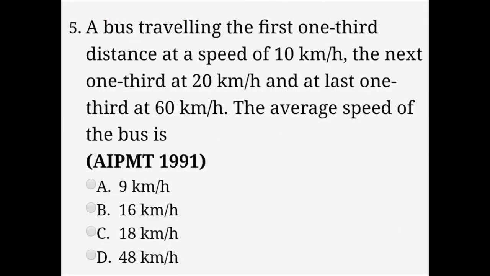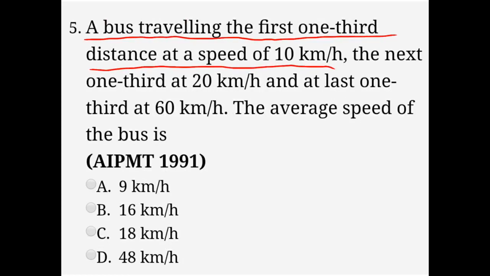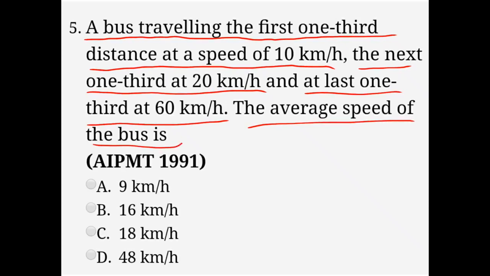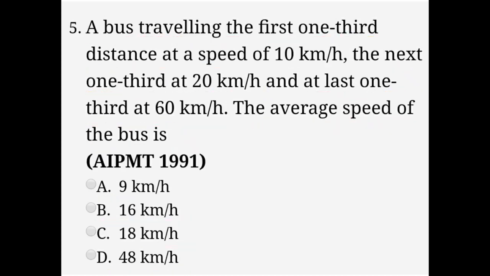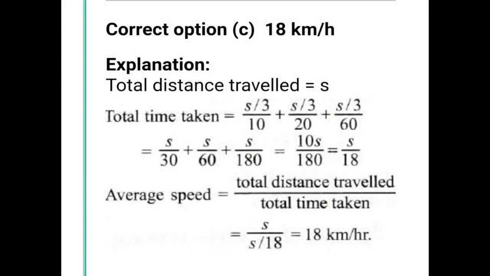Question number 5. A bus traveling the first 1/3 distance at a speed of 10 km per hour, the next 1/3 at 20 km per hour, and at last 1/3 at 60 km per hour. The average speed of the bus is option A 9 km per hour, option B 16 km per hour, option C 18 km per hour, option D 48 km per hour. The answer for question number 5 is 18 km per hour. Option C is the correct answer.